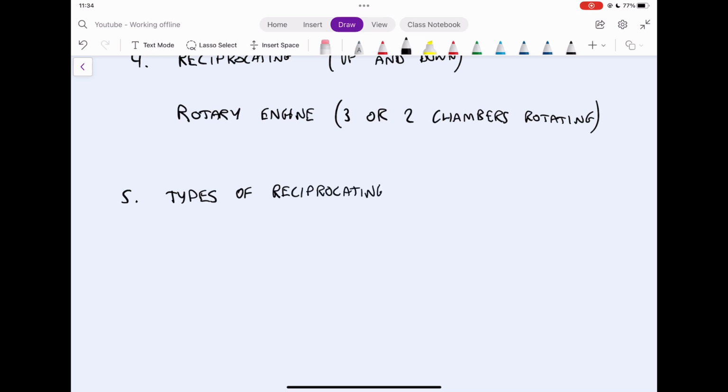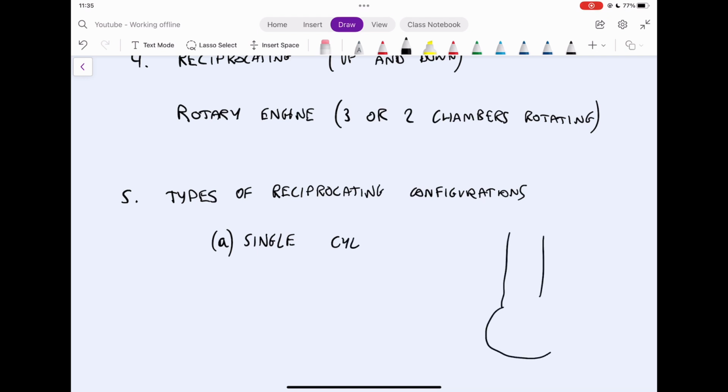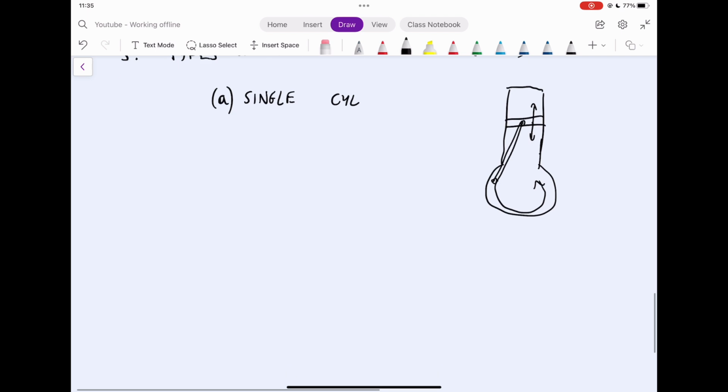So the next type of engine that we want to divide by is reciprocating configurations. Most common engine is a reciprocating engine, therefore it makes sense to separate the different types of reciprocating configurations that we can have. Now, these reciprocating configurations you probably already heard of, but one of them is a single cylinder. So single cylinder is a very simple engine. It's usually used on small motorbikes or small vehicles where you only need 1 cylinder to power and you don't have much space and you don't need much power.